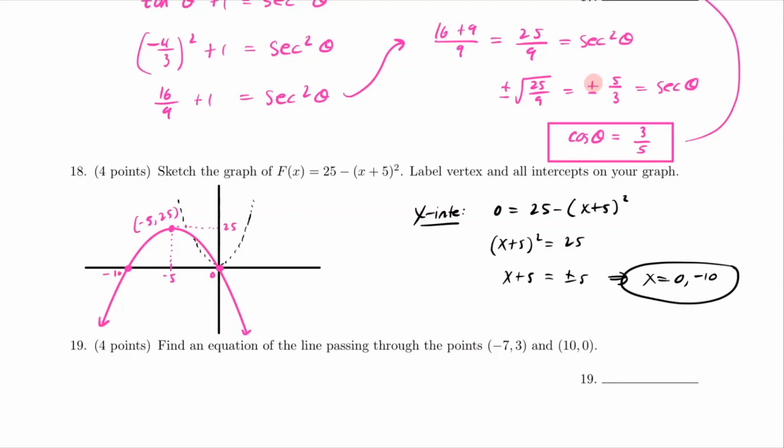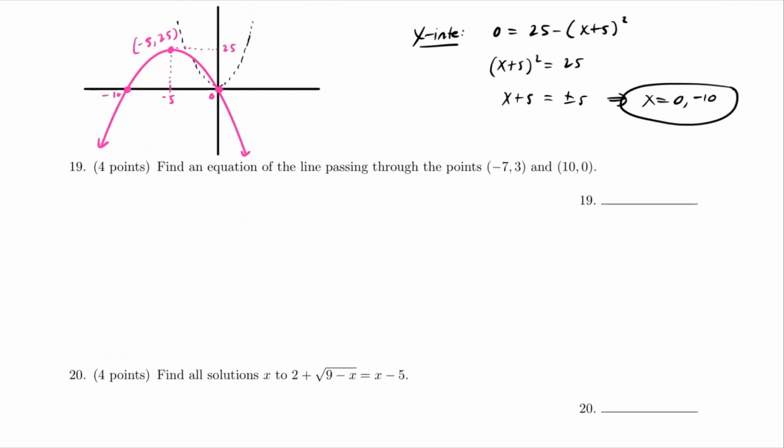Number 19, we're going to find the equation of a line passing through these points. So let's find their slope. I'm going to use the formula. Let's call this x1, y1, x2, y2. So our slope is given by the formula y2 minus y1 over x2 minus x1. Plug these in very carefully. We got 0 minus 3 over 10 minus negative 7. So this will give us negative 3 over 17.